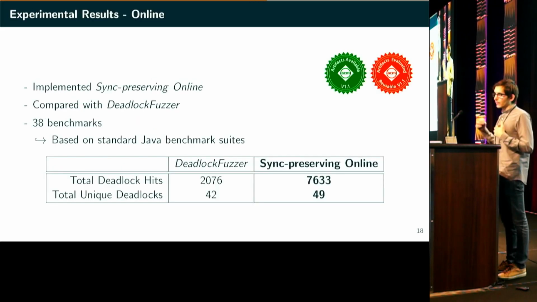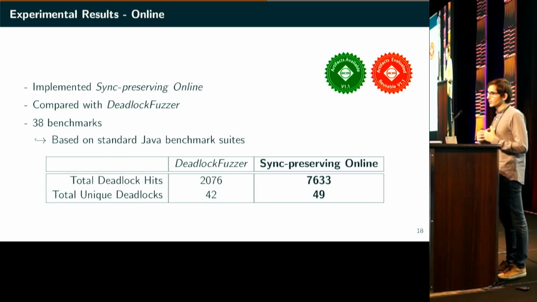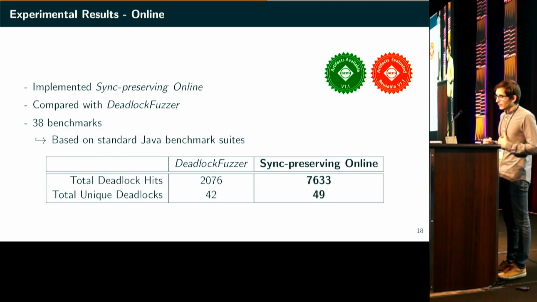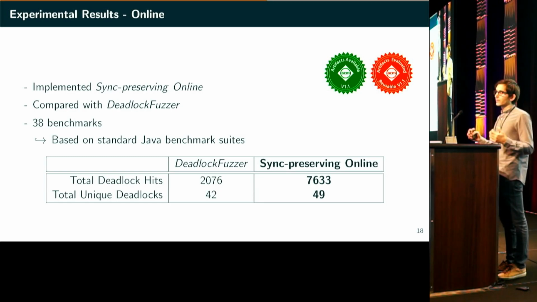And we compared our online algorithm with a technique called Deadlock Fuzzer, which fuzzes the trace scheduler. In this setting, we let both our technique and Deadlock Fuzzer run for the same amount of time per benchmark, and then we compared how many times each reported deadlocks. And the summary of the results is shown here. You can see that our technique had significantly more buckets compared to Deadlock Fuzzer, and it also reported more unique bugs.